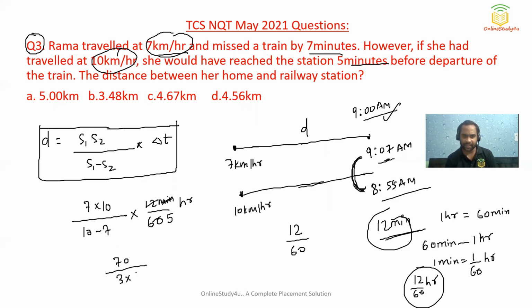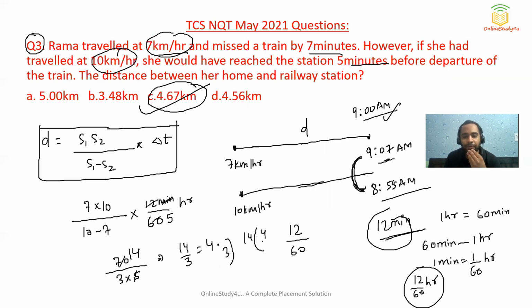So 70 divided by 3 by 5. 14 fives will be 70, so 14 by 3. Now do not start dividing 14 by 3. 3 4s will be 12, 2. Then 3 6 will be 18. See, you are wasting time where it is not required. You can directly do it. There are actually two options starting with 4. So see, 3 4s will be 12, 3 6. Stop it here itself. 4.67 kilometer.